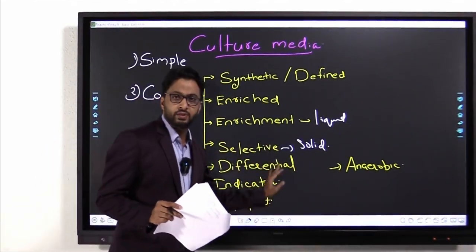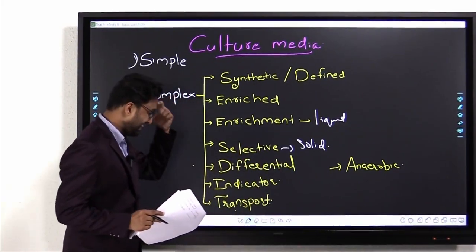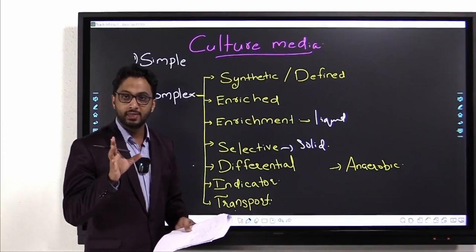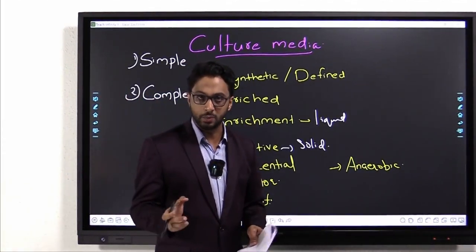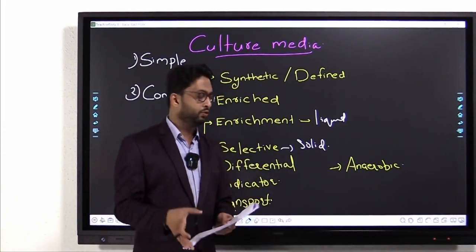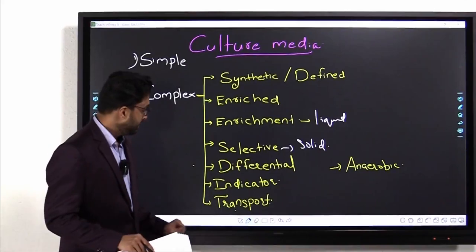Indicator media is a very similar kind of thing compared to differential media. You'll see that it basically indicates the growth of a particular bacteria by changing color. Okay, pink. Lactose fermenters will be pink. So the examples of differential and indicator are almost the same. Okay, we'll see into that.